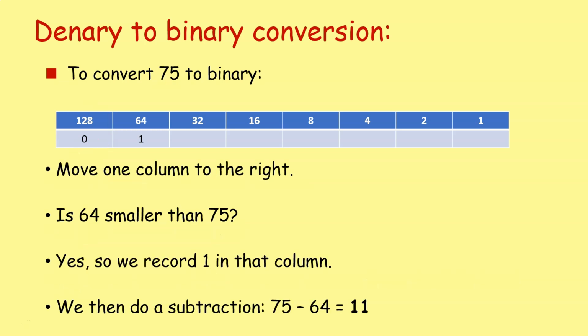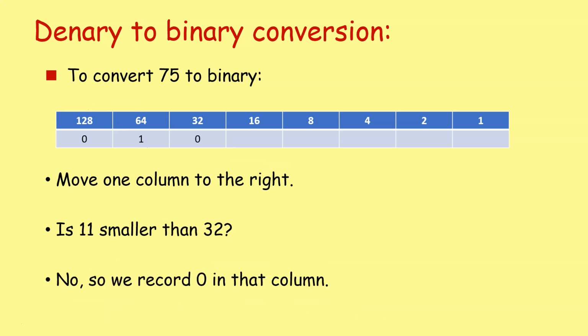Now we're going to move one column to the right. Now we're going to compare 64 to our value. So is 64 smaller than 75? Yes. So we're going to record a 1 now in that column. Once we've done that, because we've placed a 1, we need to do a subtraction. So that's 75, which is our original value, minus the 64, where we've just placed the 1, and that gives us a remainder of 11. So we're going to use 11 in the rest of this calculation.